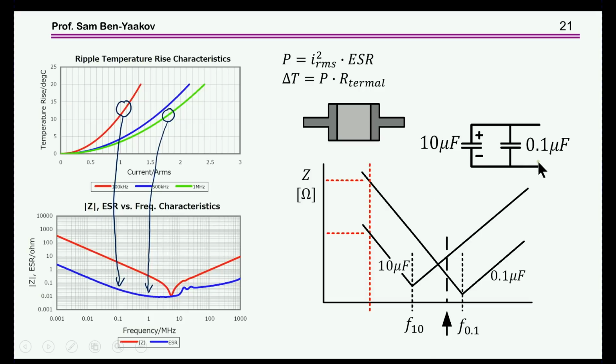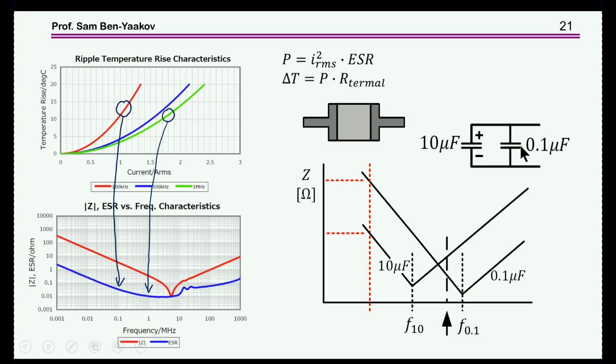Because 0.1 microfarad in parallel to 10 microfarad sounds kind of strange. I mean, you have already 10 microfarads. What will it add? Well, the point is exactly what we are talking about. The resonance of a 10 microfarad capacitor will be at low frequency for two reasons. One, the capacitance is large, and the inductance will be larger due to the size. While for 0.1 microfarad, the resonant point will be much higher.